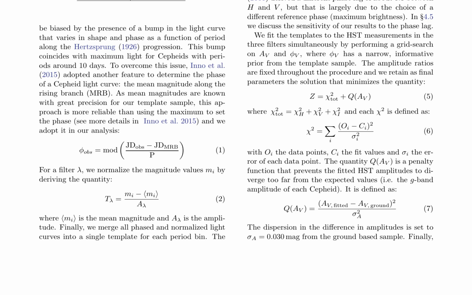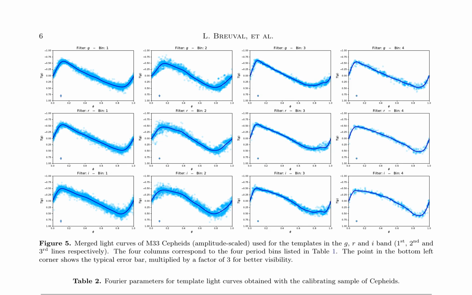The authors use a grid search algorithm to fit the templates to the HST measurements in the three filters, G, R, and I, simultaneously. The amplitude ratios are fixed throughout the procedure, and the solution that minimizes the quantity Z, defined in equation 5, is retained as the final parameters. The quantity Q, AV, is a penalty function that prevents the fitted HST amplitudes from diverging too far from the expected values. The authors present the resulting Fourier parameters for the template light curves in Table 2.